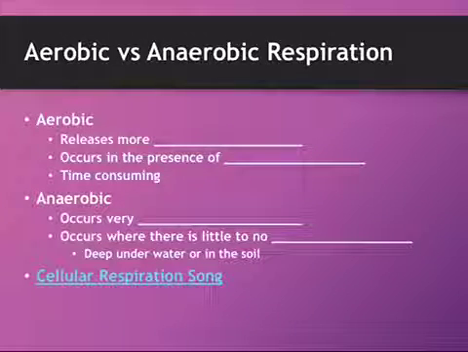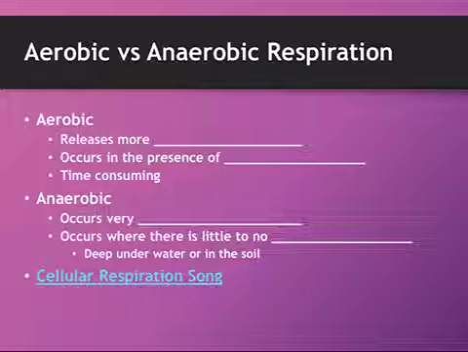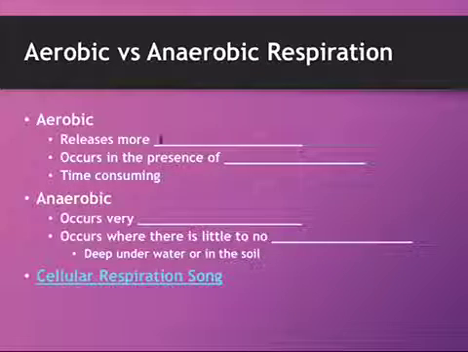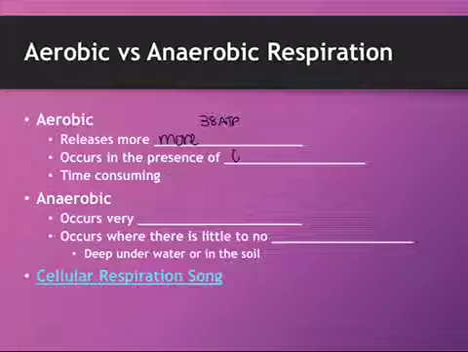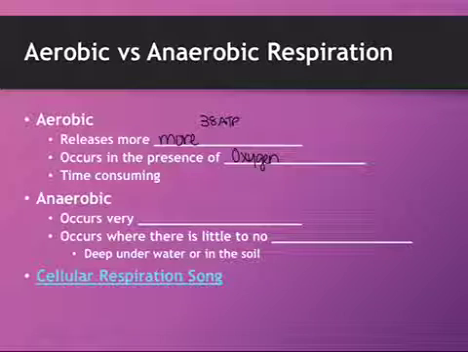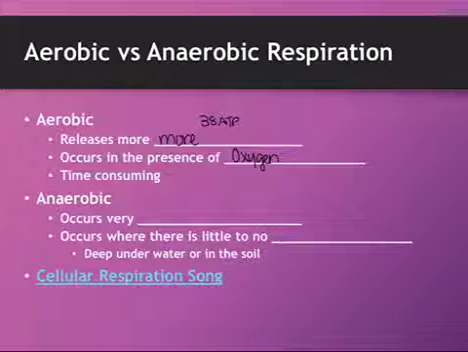So when we look at aerobic versus anaerobic respiration, aerobic respiration releases more energy. So remember, cellular respiration released up to 38 ATP, and it occurs when there's oxygen present. One of the downfalls of aerobic respiration is that it's very time consuming. It takes a while for it to occur.